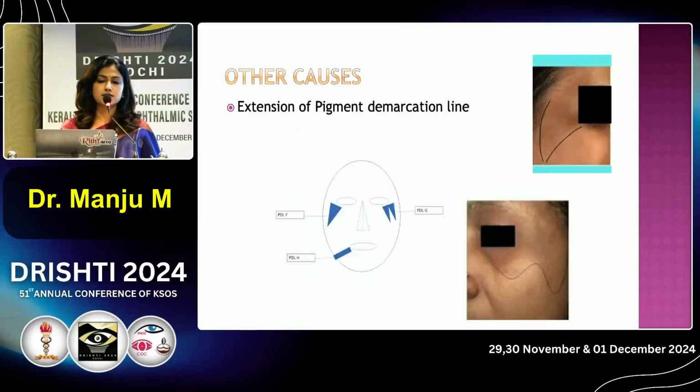Coming to the other causes of periorbital melanosis, it can be an extension of a pigment demarcation line. Pigment demarcation line means there is a clear line of demarcation between the hyperpigmented area and the normal skin. There are different types of pigment demarcation lines in our skin. When it involves the periorbital area, it can be a V-shaped pattern or a W-shaped pattern. In the first picture, you can see the V-shaped pigmentation in the periorbital area, and in the second picture, the W-shaped pattern.